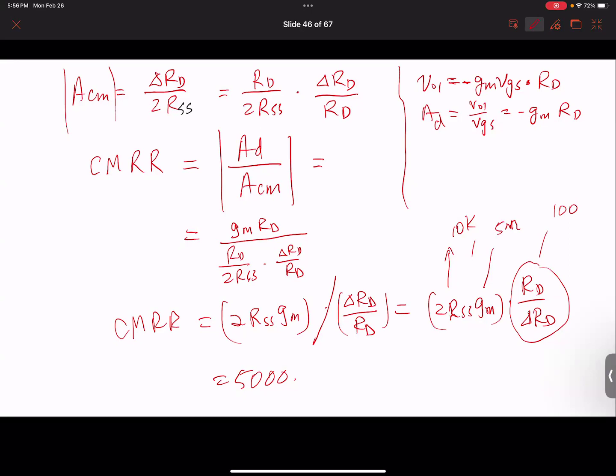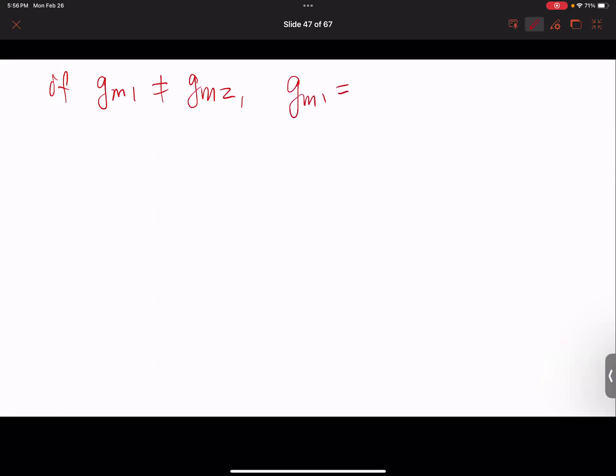But the next one, we're going to look at what happens if we have GM different. So if GM1 not equal to GM2. Maybe what we do is this: we look at GM1 equal to GM2 plus delta GM. So we do it this way.